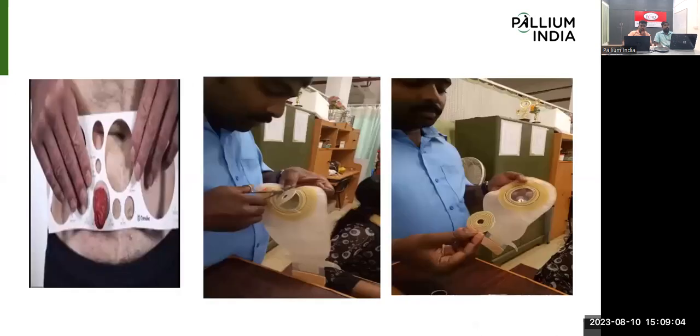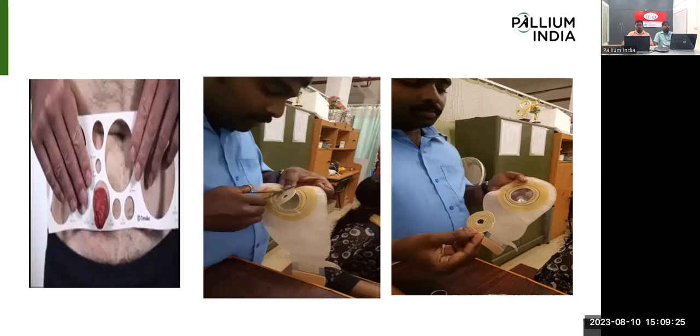So normally the colostomy bag we will get in one size. According to the stomal size of the patient, we need to mark it and we need to cut the hole. We will make the hole. Then only we can use the colostomy bag for the stoma.